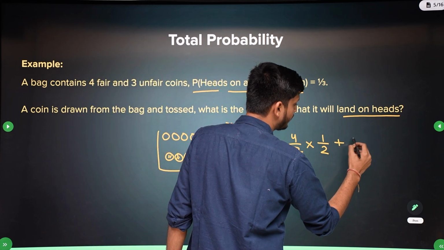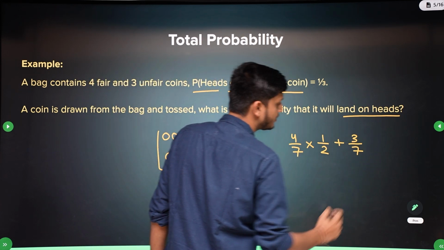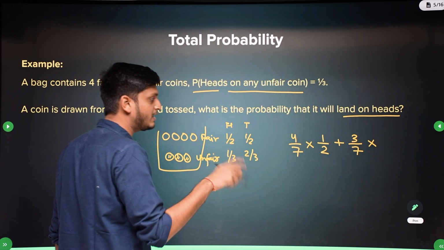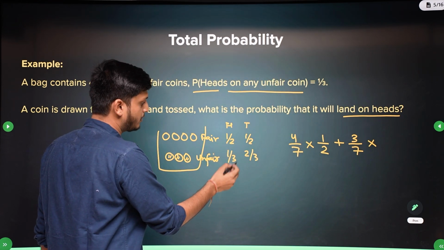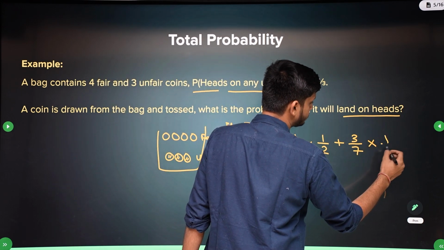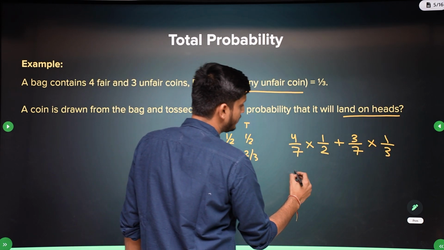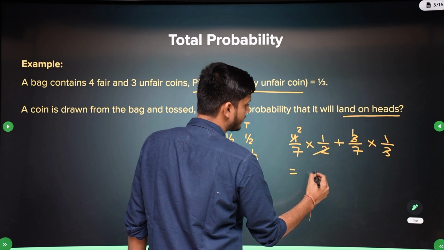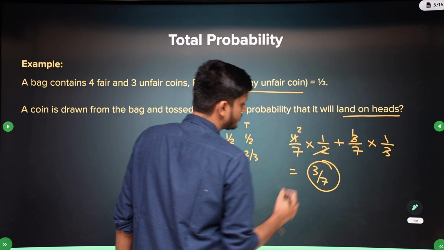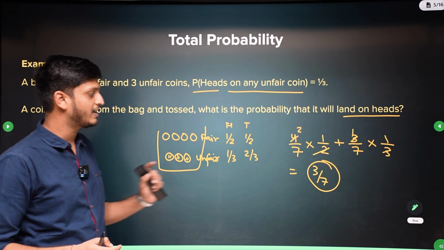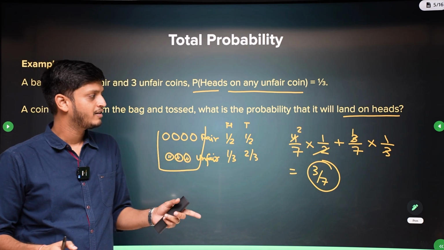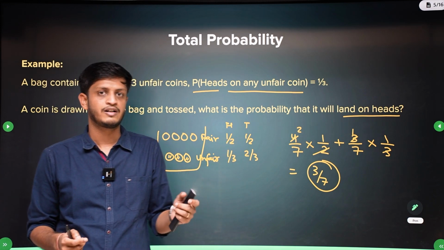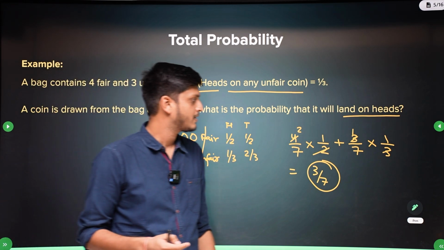Or you can get an unfair coin. The probability of an unfair coin is 3 by 7. The probability of getting heads given an unfair coin is 1 by 3, as given. So this is the total probability: 2 plus 1, 3 by 7. So there are 3 by 7 chances that finally the coin will land on heads, and 4 by 7 chances that when you toss the coin it will land on tails.